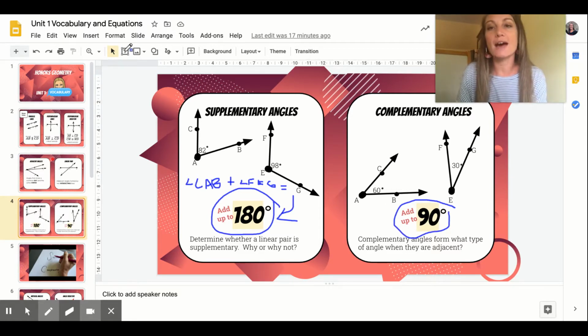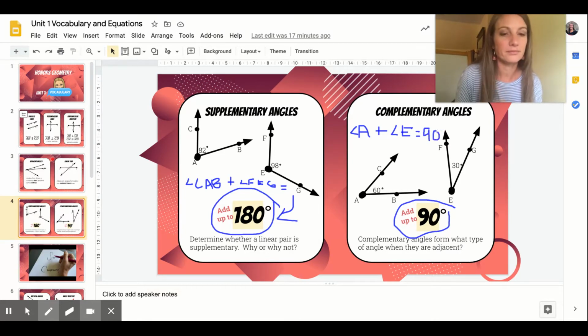So if you were to have an equation here, you would want to say that, I'm just going to shorten it, angle A plus angle E are going to be equal to 90 degrees. How do we feel about that? So complementary angles form what type of angle when they are adjacent? And you would say that they form a 90-degree angle, which is a right angle.